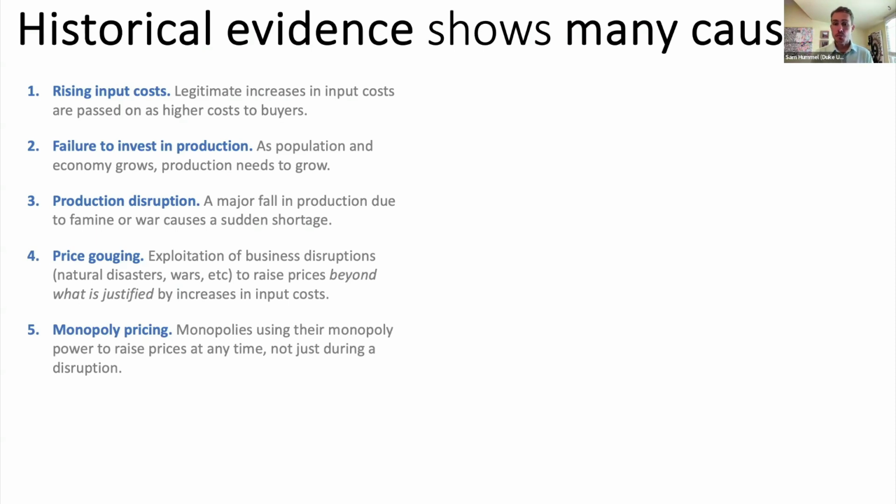Then there's monopoly pricing, which is where monopolies are able to use their monopoly power, their market power, to raise prices at any time, not just during disruption. Then actually there's interest rate increases. Believe it or not, there's quite a bit of evidence that interest rate hikes increase prices. And that's because the higher interest rates are passed on to customers as higher prices.